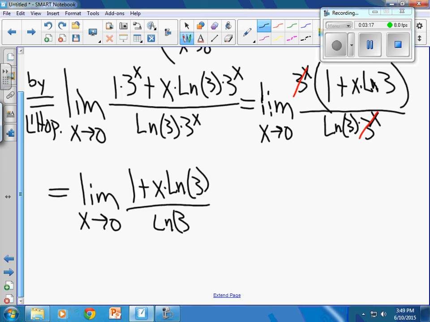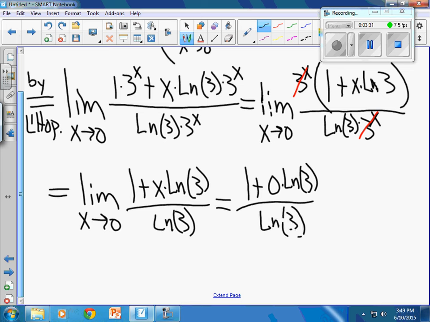This is a polynomial, and so it's continuous. We can plug in the 0 to evaluate the limit. So 1 plus 0 times the natural log of 3 divided by the natural log of 3. 0 times the natural log of 3 is 0. 1 plus that is 1, so we end up with 1 divided by the natural log of 3 for our limit.